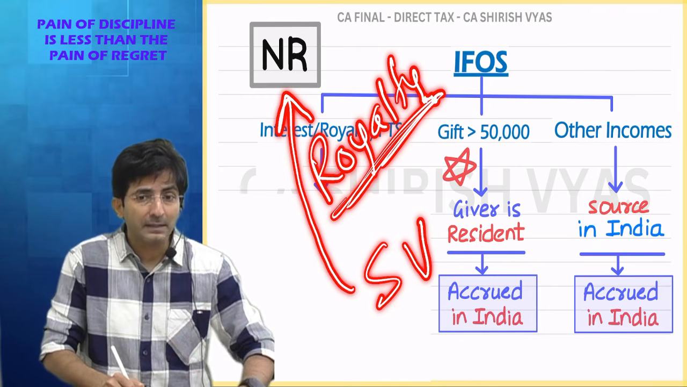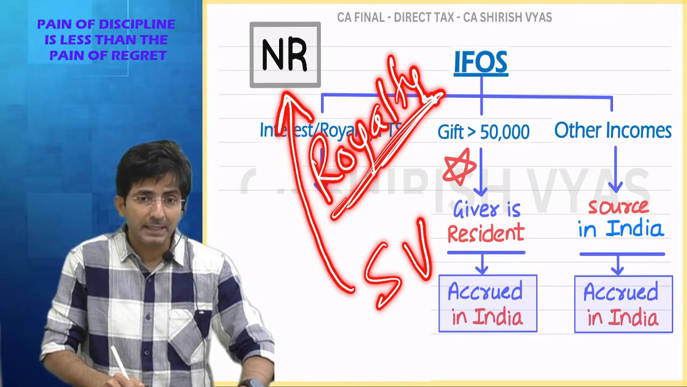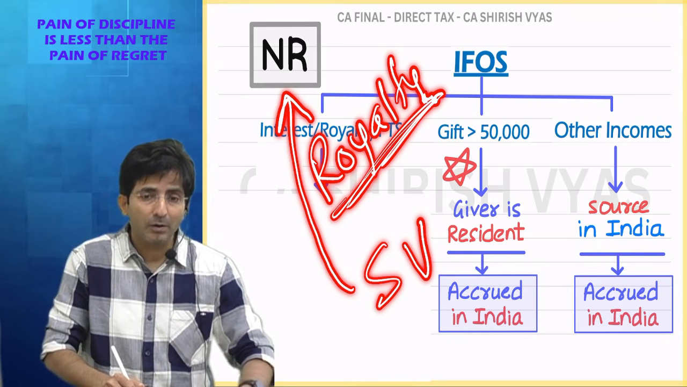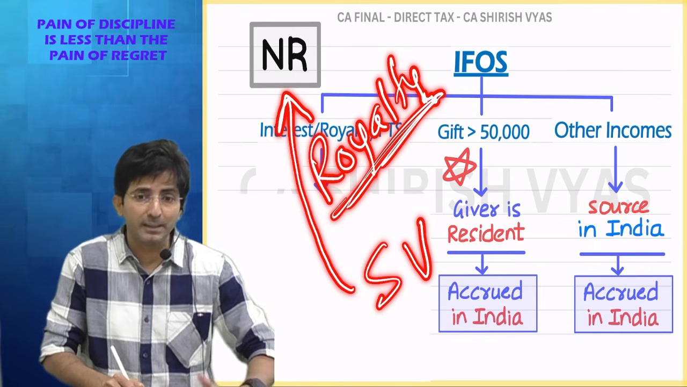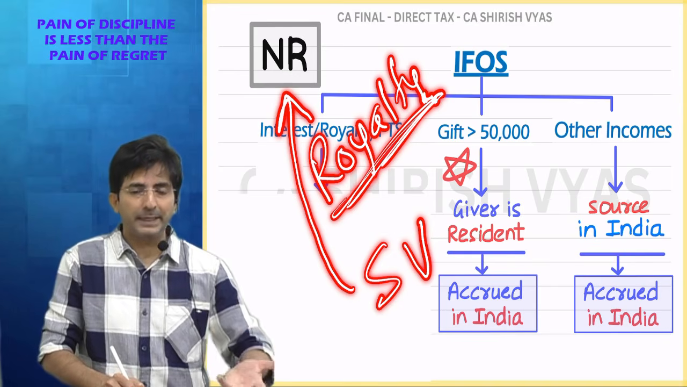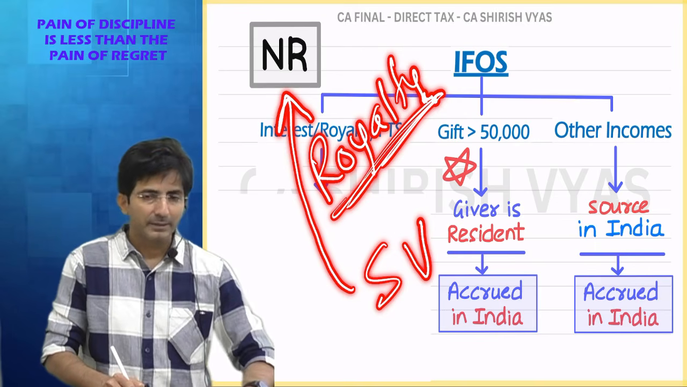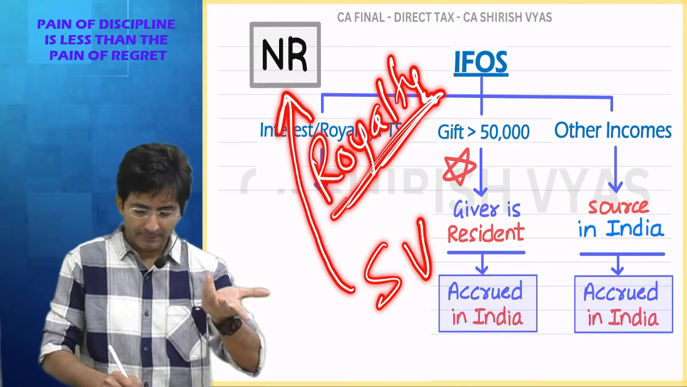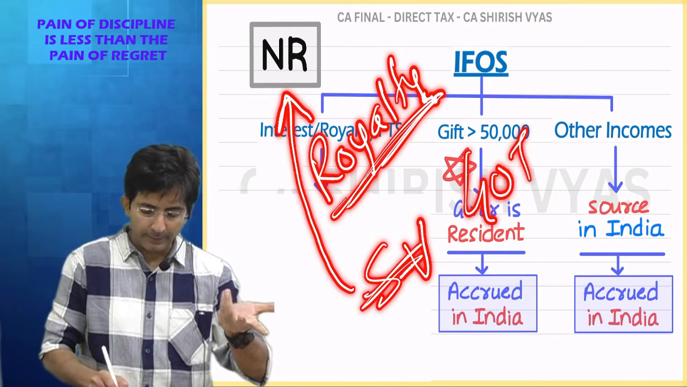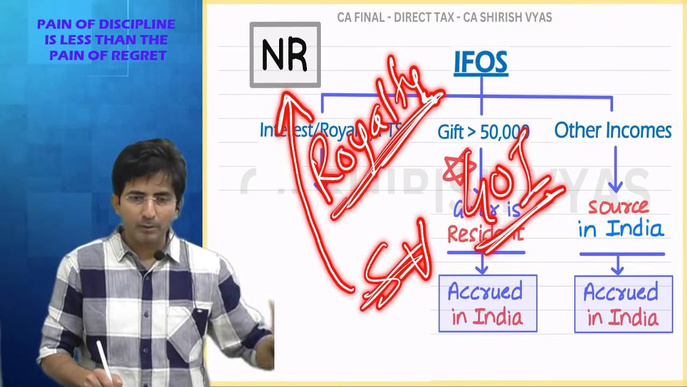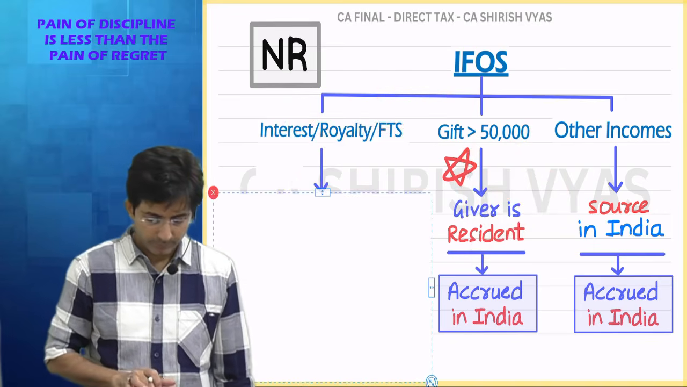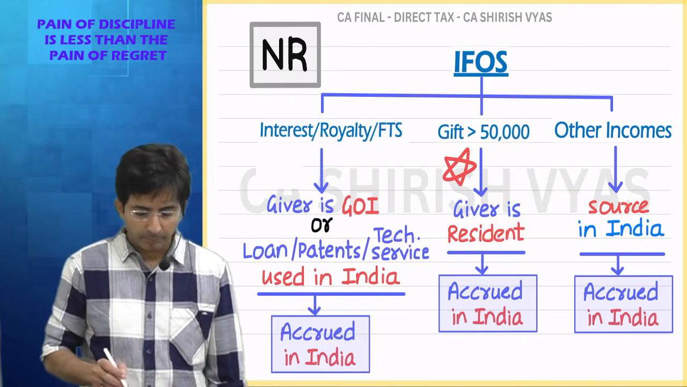So what you will ask? Shirish has taken the patent for what? For his business in Australia. Assume for the business in Australia. So patent used in Australia, so accrued in Australia. In short, I am repeating. And again, if not Shirish Vyas, if Government of India, then straight the conclusion is accrued in India. So see the conclusion. Look here.